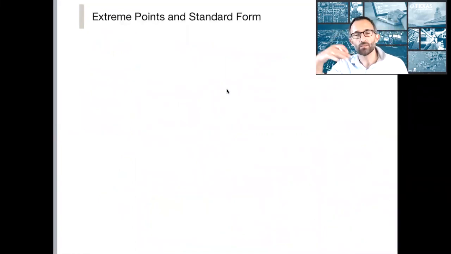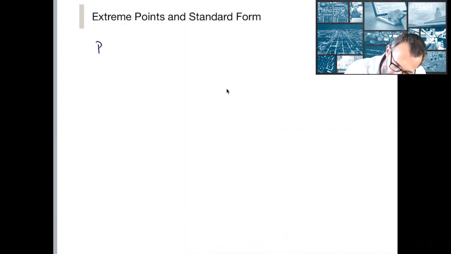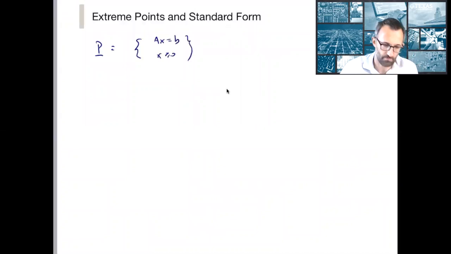Okay, so now let's go back to extreme points and see what they look like. What are the extreme points of something that's in standard form? So our polytope P is equal to Ax = b, x non-negative. And we're going to use the third definition.